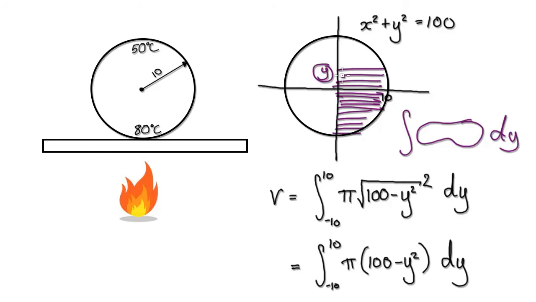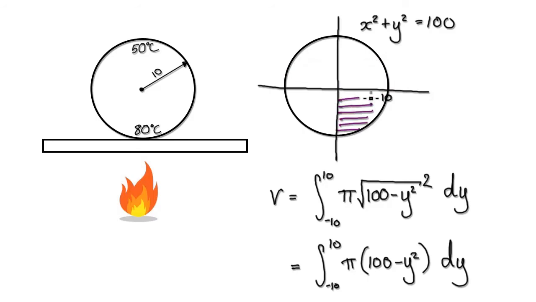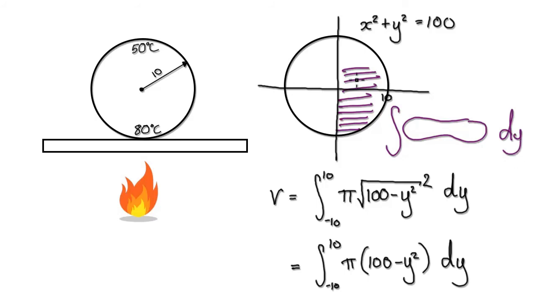Suppose y is currently here. What is the radius? Because we need to pi r squared it to give us a disk. But what is the radius? The radius here turns out to be the x value. We're moving along in the y direction, so it's going to be something dy, and then our y tracker is here. This radius is given by making x the subject, so it would be the square root of 100 take away y squared.